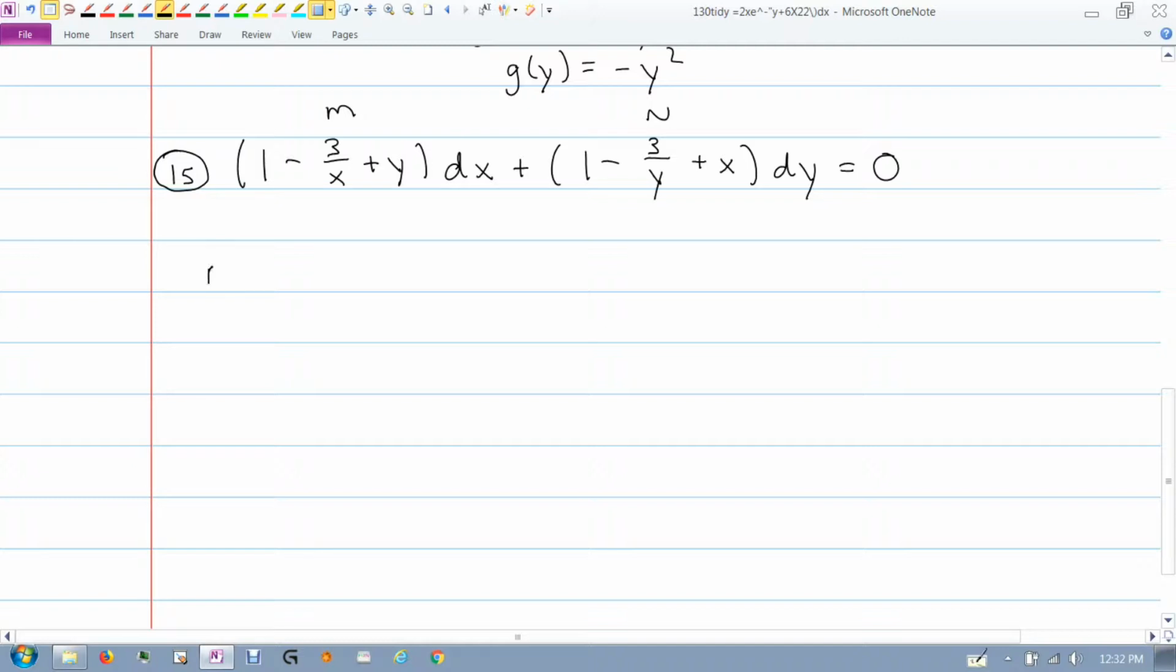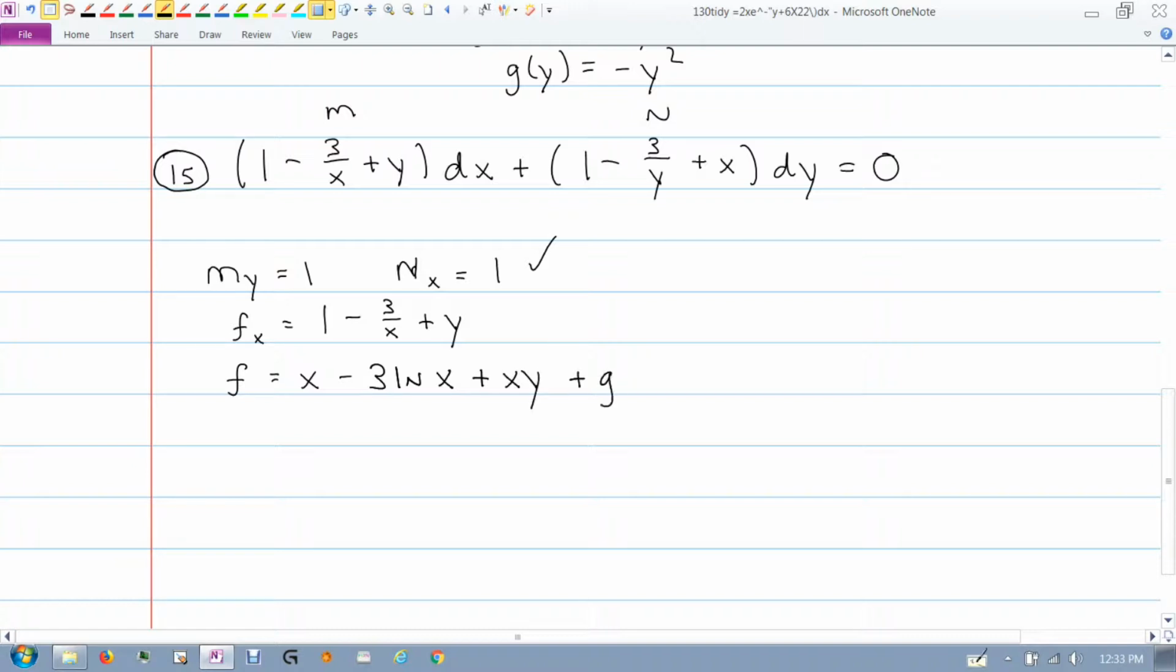All right, partial of m with respect to y is just 1, yay. Partial of n with respect to x is just 1, yay. All right, we're in business. If it was not exact, then we could just go to the next problem. Partial of f should be 1 minus 3 over x plus y. Integrate that with respect to x, we get x minus, be careful here, 3 natural log x, and then plus xy, and then plus some function of y.